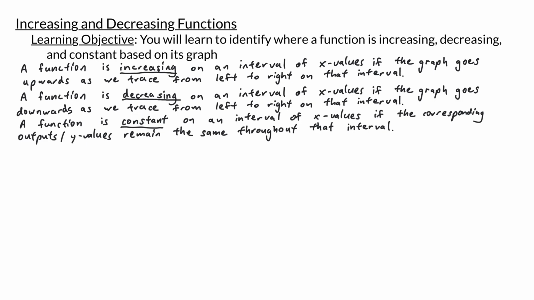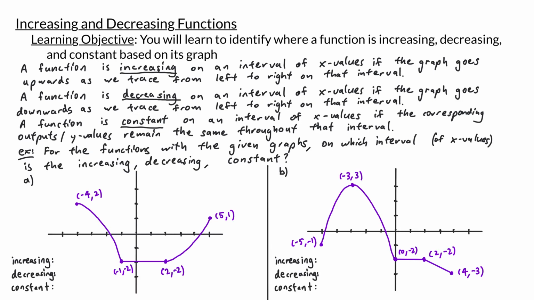Let's now take a look at some examples to get a sense of what these definitions mean. In example A, we're given a graph of a function and we want to determine where it's increasing, decreasing, and constant. So all we have to do is trace this graph from left to right, and as we trace, we want to decide whether the function is going up, down, or remaining flat.